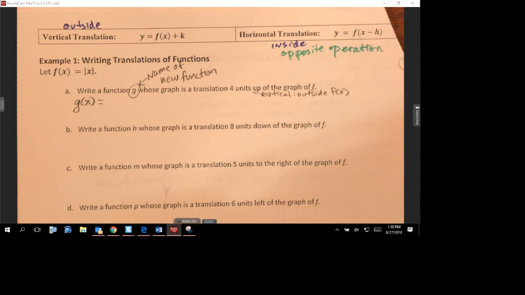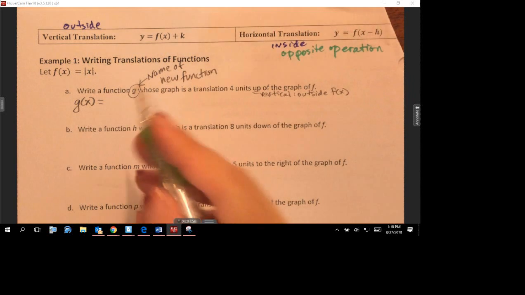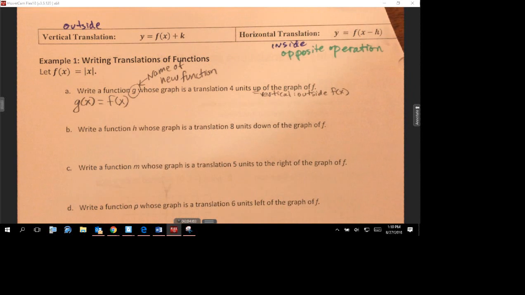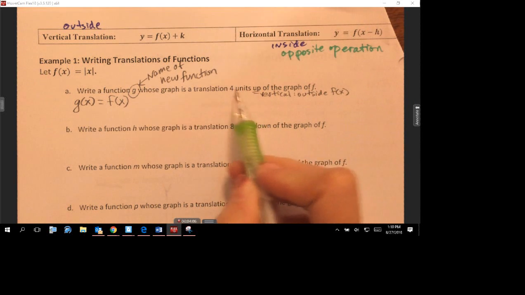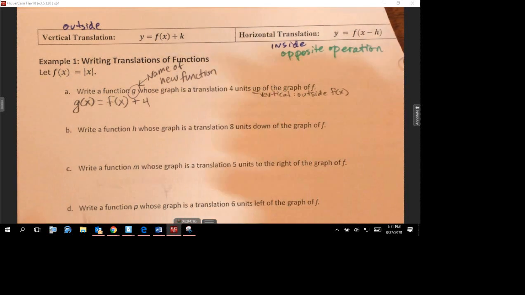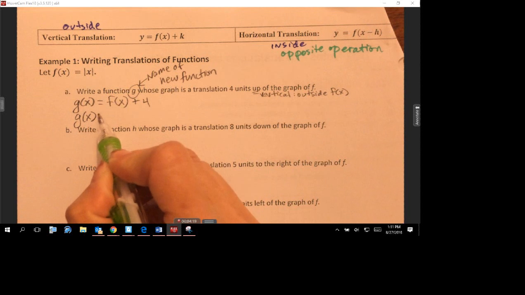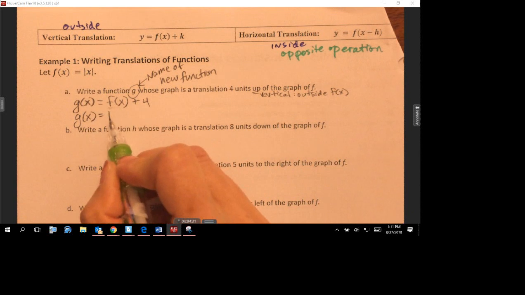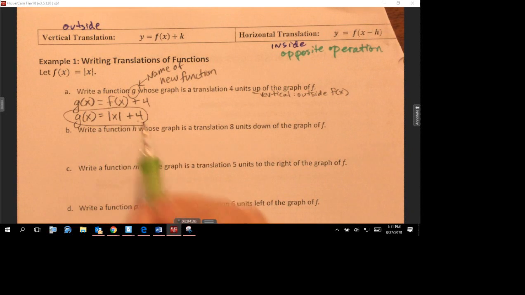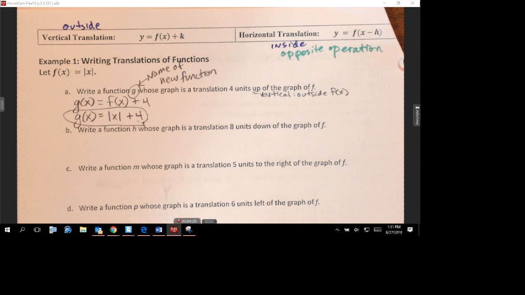So I'm going to show you that in symbols, and then we're going to write the actual answer. So in symbols, if I have the function f of x, translate up 4 means add 4 to the function. We actually know what f of x is, so we're going to plug that in. We're going to replace f of x with absolute value of x. And then we're going to add 4, and see how it's on the outside. So that would be your new function.